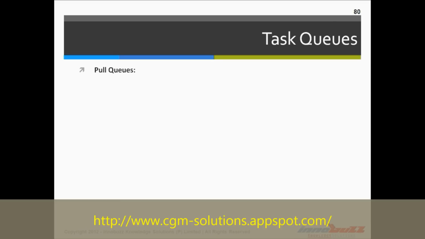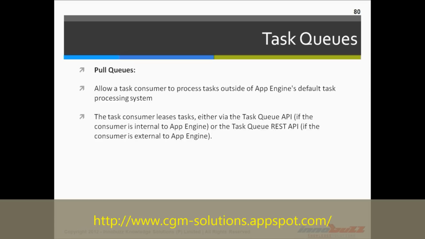Pull queues allow a task consumer to process tasks outside of App Engine's default task processing system. The task consumer leases these tasks either via the task queue API or the task queue REST API. The task queue API is used if the consumer is internal to App Engine. The task queue REST API is used if the consumer is external to App Engine.